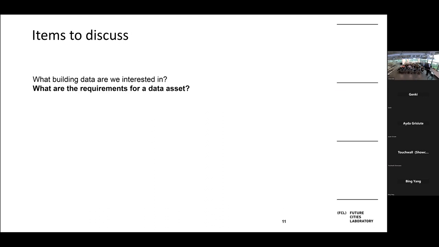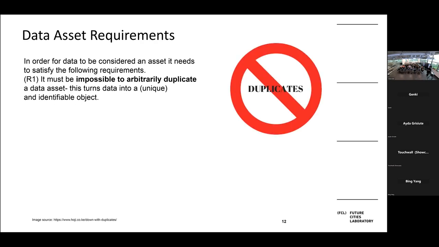So the next question would then be, what are the requirements of a data asset? Typically, there are five. So the first one is that the data asset must not be duplicated. So this is quite simple to understand. For example, if you have a $1 bill, if you can simply copy it, then there is no value in it. So it should not be possible to arbitrarily duplicate any asset. So this is clearly one of the requirements of a data asset.